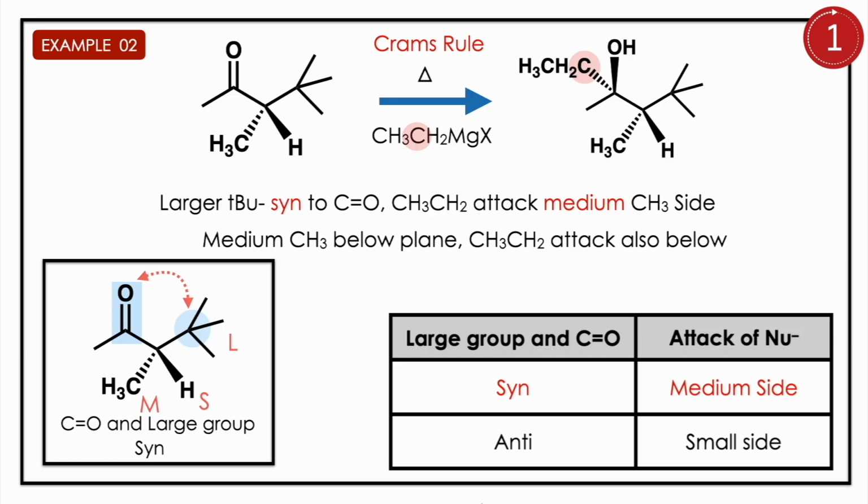Our aim is to find the relation between the carbonyl and the large group. Here both are syn to each other. So according to Cram's rule, large group and CO syn, the attacking species will be on the medium side. Here the medium group is the methyl group which is below the plane, so the attacking group also comes below the plane. The attacking species is ethyl. It attacks below the plane. So OH is above the plane. Another methyl is on the plane. So here is the final product. The concept you have to learn here is that whenever you see tertiary butyl, most of the time it will be the large group.